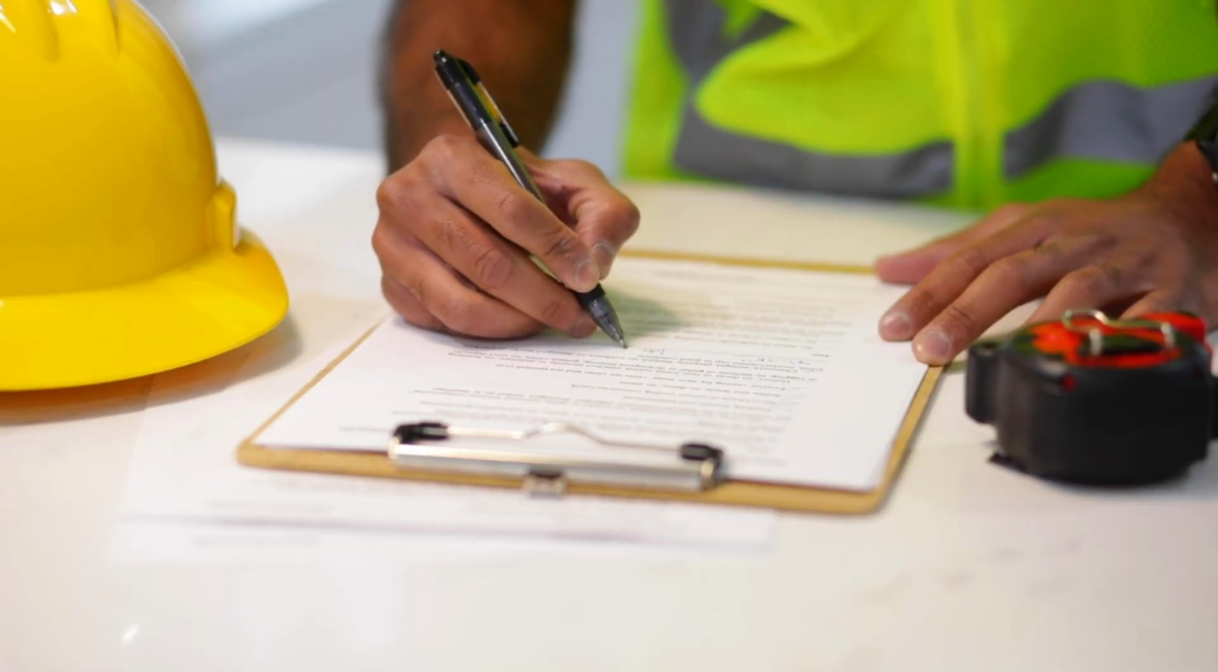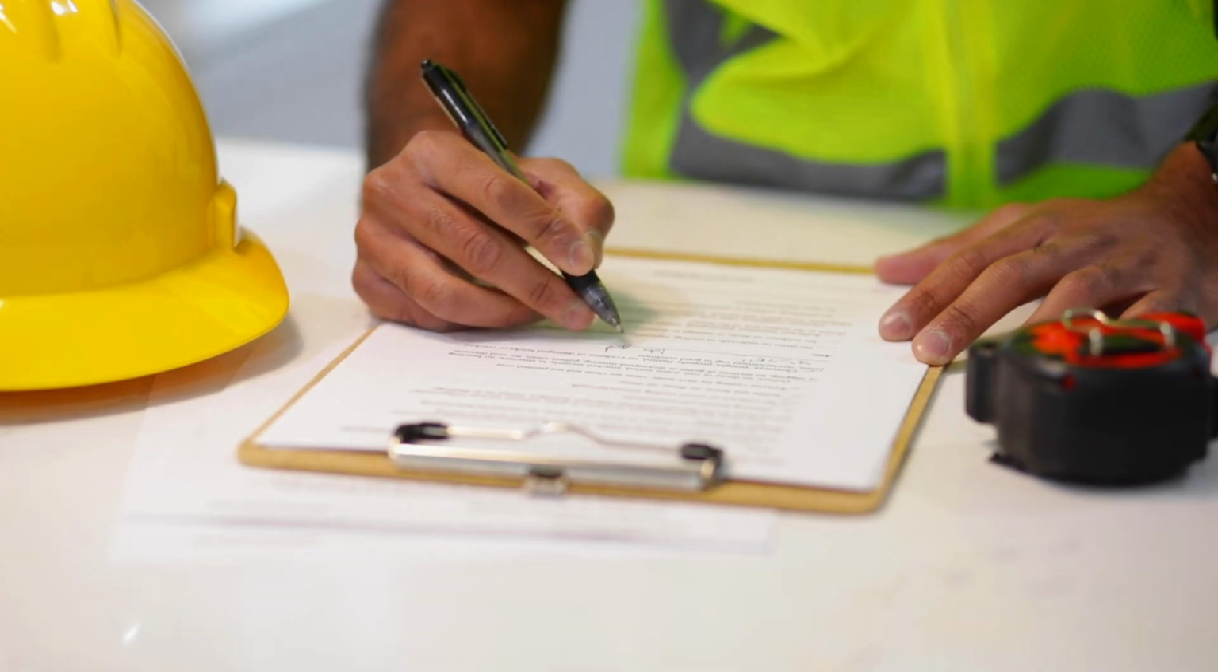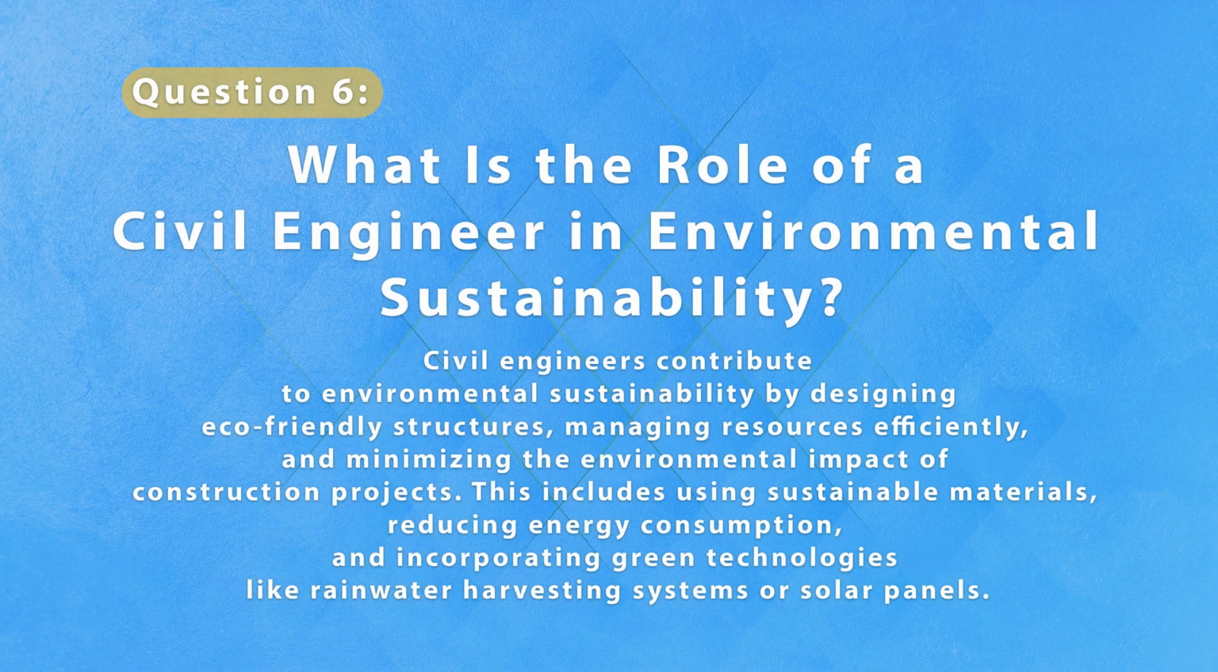Now, let's take a look at a question that's becoming more important every day. Question 6. What is the role of a civil engineer in environmental sustainability? Civil engineers contribute to environmental sustainability by designing eco-friendly structures, managing resources efficiently, and minimizing the environmental impact of construction projects. This includes using sustainable materials, reducing energy consumption, and incorporating green technologies like rainwater harvesting systems or solar panels.